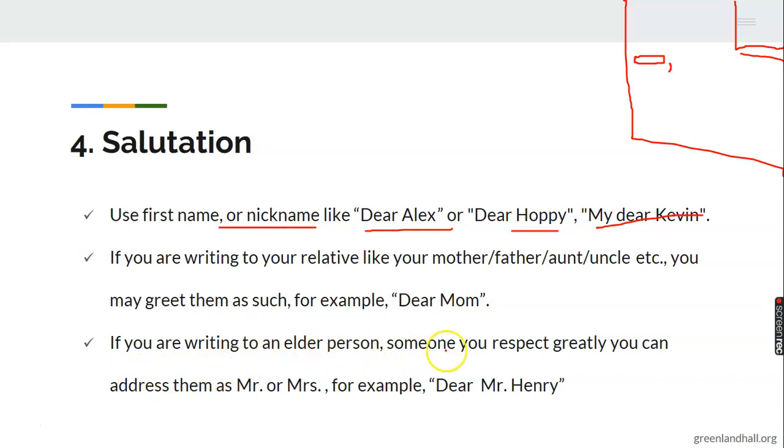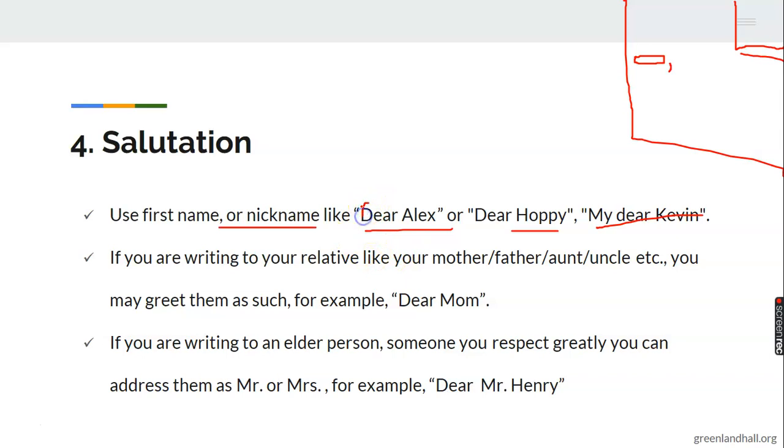If you're writing to an elderly person, someone you respect greatly, you can address them as Mr. or Mrs. For example, dear Mr. Henry, dear Mr. Ade, dear Mr. Shegun, and so on, like that. Okay, that's that for the salutation. Make sure you note these things down.